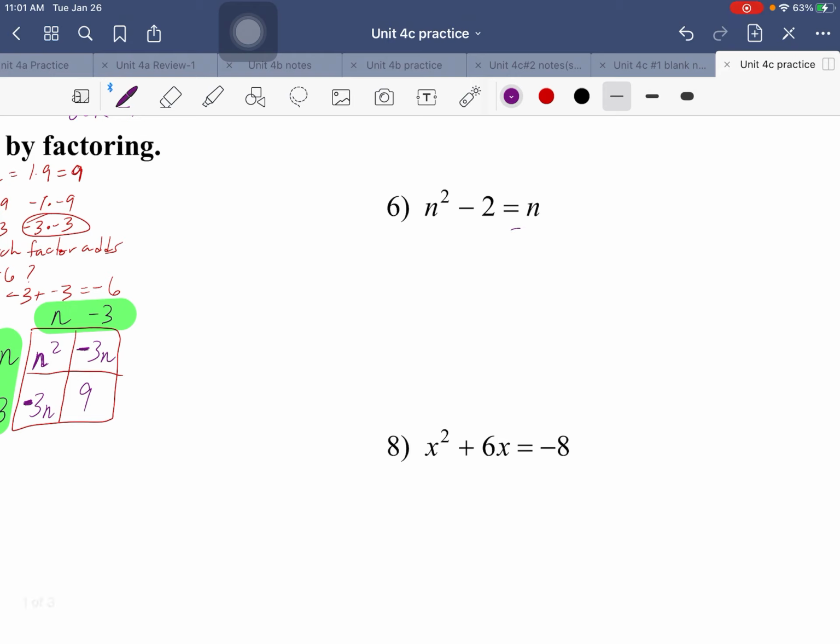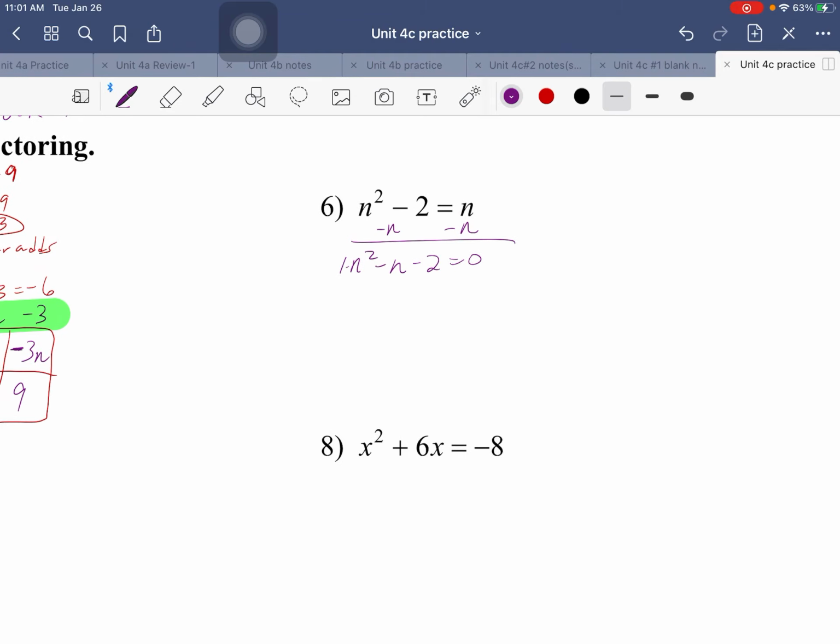Number 6. We have to subtract the b term here to get it in standard form, equals 0. A is 1, b is -1, and c is -2. So we do a times c. -2 times 1, -1 times 2. Those are the factors of -2. Which one adds up to -1? That's -2 and 1.